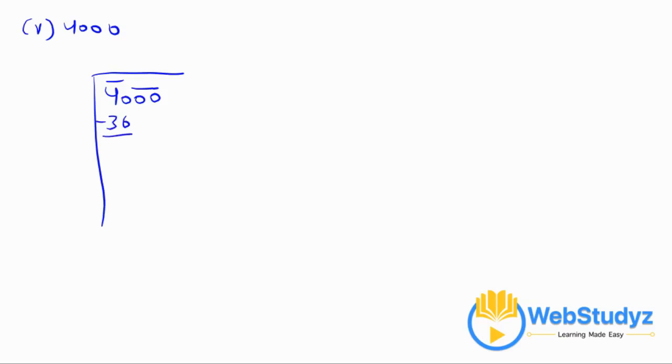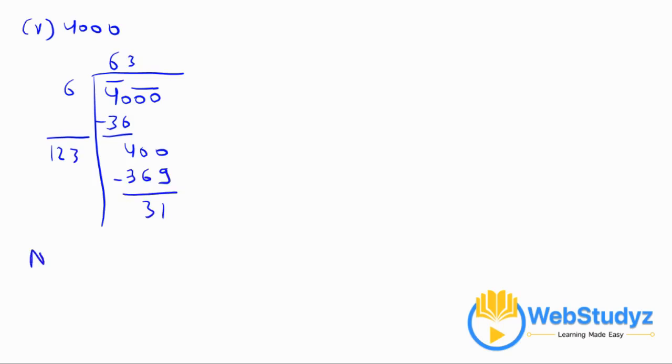Now move on to the fifth one, which is 4000. So again making pairs and applying the division method, we can subtract 36. So this will give us 400, and 36 is 6 square, and here we get 12. And if we take 3 as quotient, this will be 369. Subtracting this, we get 31.